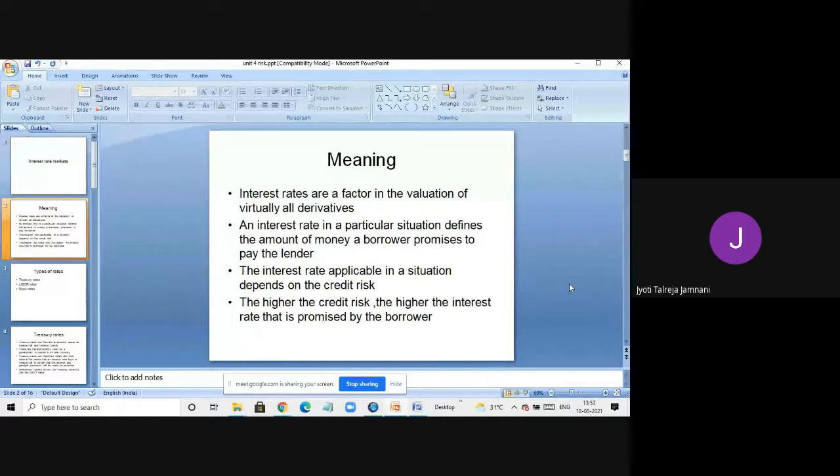But if I take the same loan from the banker, he will ask me to keep something as security, property or something, or he will ask me to get a guarantor's signature. In that case, the interest rate will be low because the risk is low. I may not default, and if I default, the guarantor will pay. So the interest rate depends on the risk. If the risk is very high in the loan, the interest rate will be high. If the risk is low, the interest rate will be comparatively lower. The higher the credit risk, the higher the interest rate that is promised by the borrower.